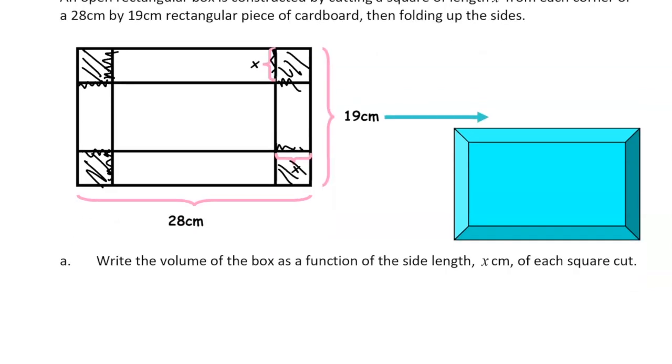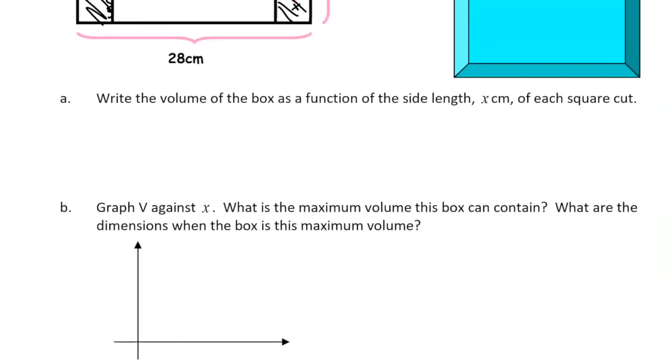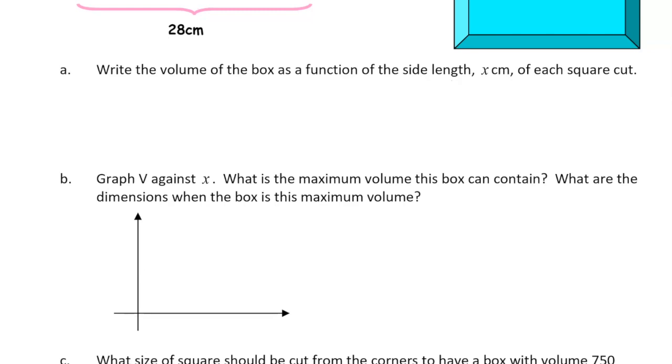So based off of that, the question is saying, write the volume of the box as a function of the side length x of each square cut. So we have a length, and we have a width, and we have a height. And we want to come up with some dimensions for what could potentially happen with this.